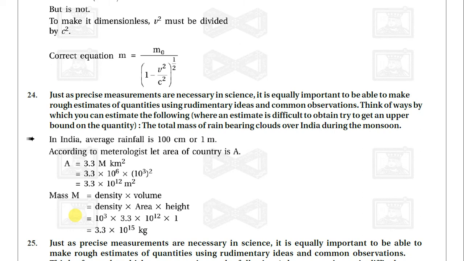The mass m is equal to density times volume. Density is 10 raised to 3, and volume is area into height. So we get the value equal to 3.3 into 10 raised to 15 kg. So we will get about 10 raised to 15 kg.